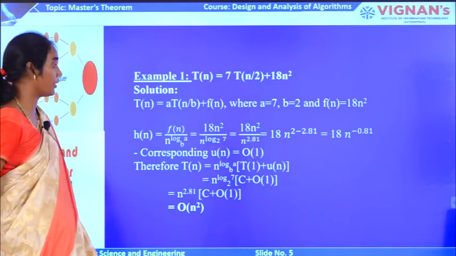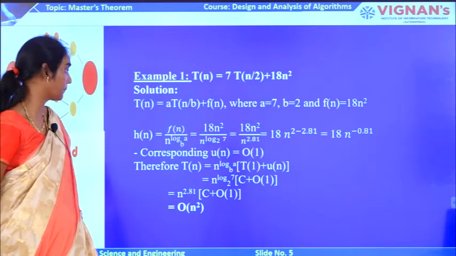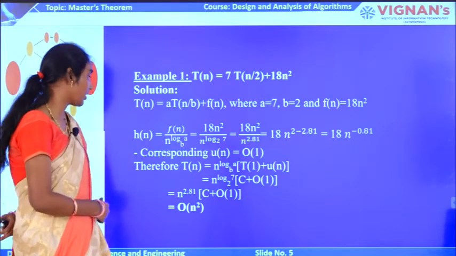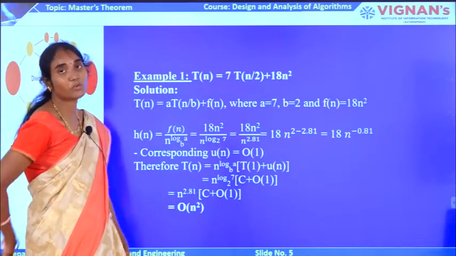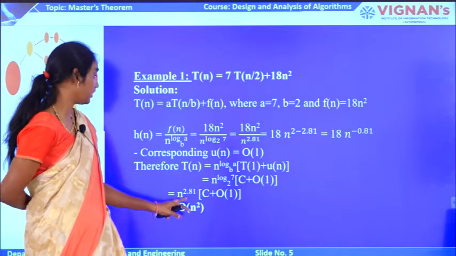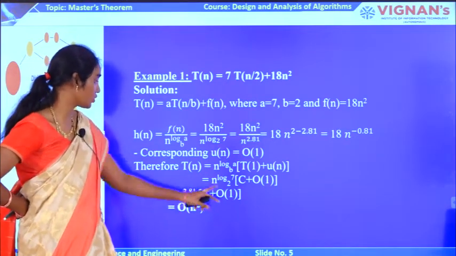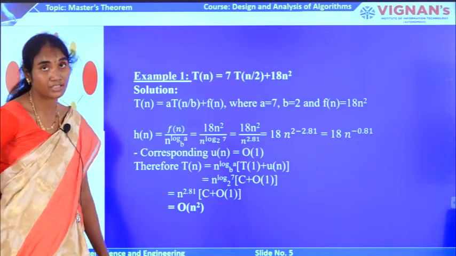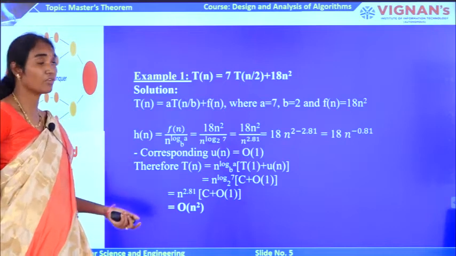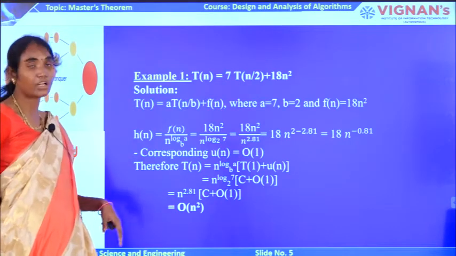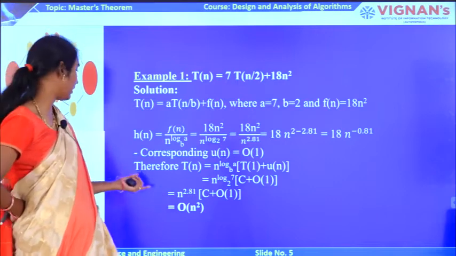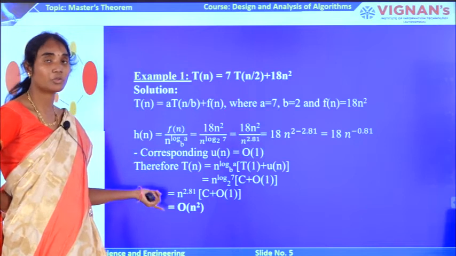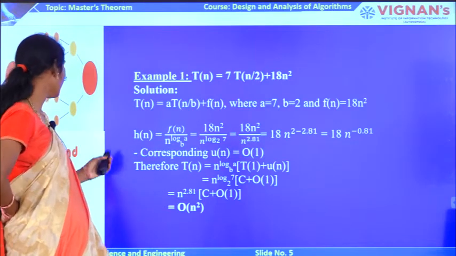Now T(n) is equal to n to the power of log a to the base b times (T(1) plus u(n)), which can be written as n to the power of 2.81 into (c plus big O of 1). So here out of these two, which one is the highest term? n to the power of 2.81 is the highest term. As I am eliminating decimals also, if you want you can round it off to either n square or n cube. Here I am taking the floor of it. So here I have big O of n to the power of 2. So, this is the final complexity.